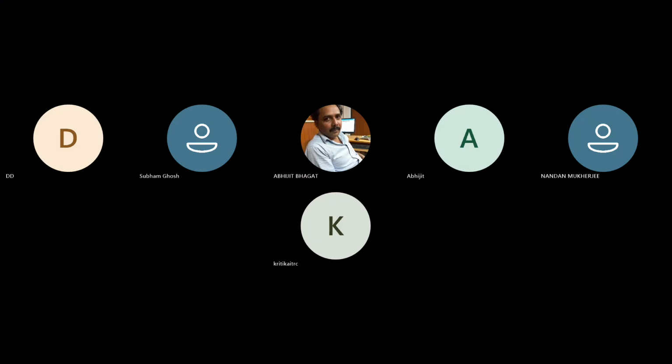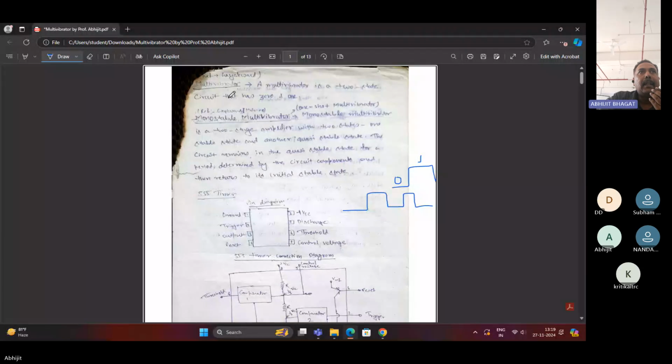Okay. So what is a multivibrator? A multivibrator is a two-state circuit that has 0 and 1. So it has a two-state output: either the output is 0 or the output is 1. Okay, is that clear?